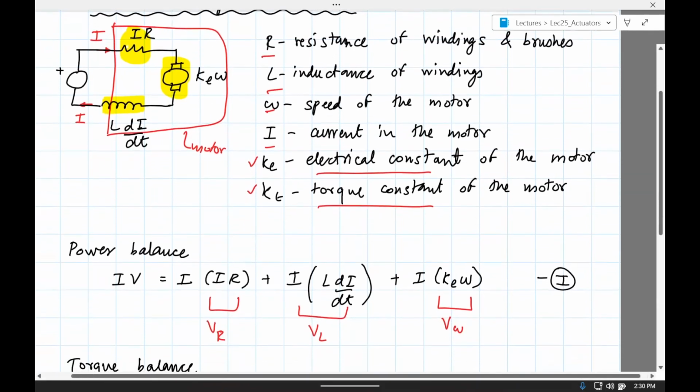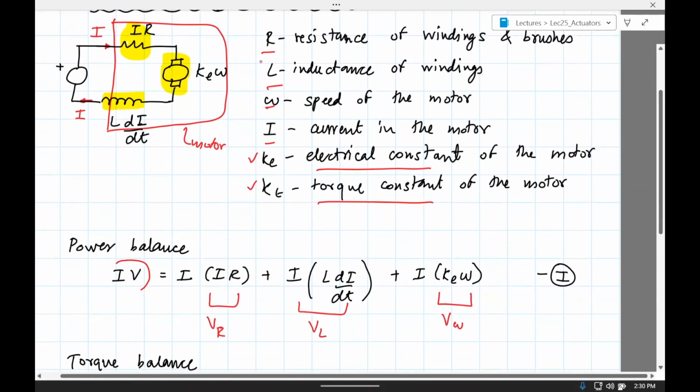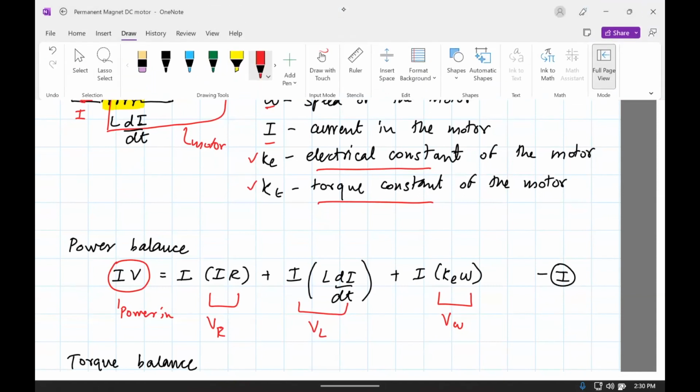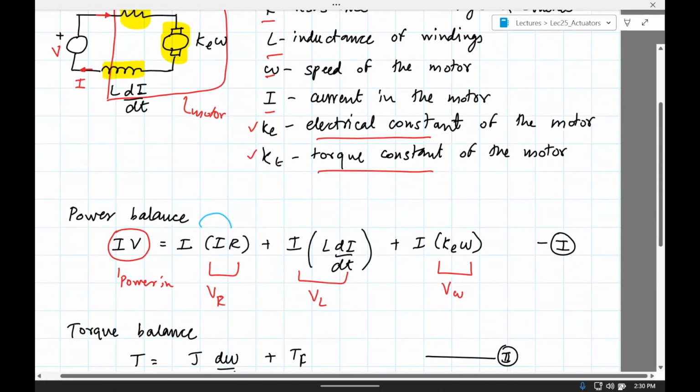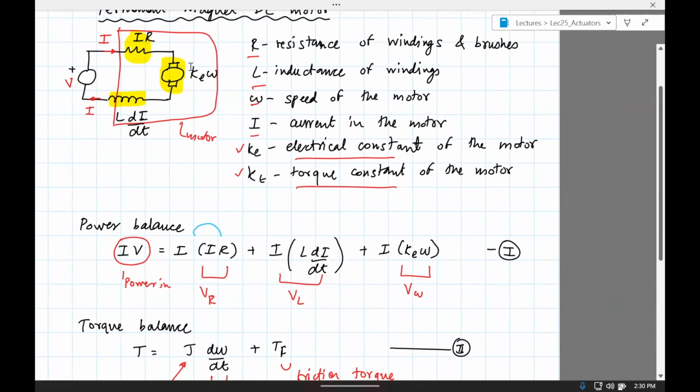The way we analyze this is we do a power balance. V is a voltage source. This is the power in. That goes to power a few things. It goes as dissipation in the resistor. It goes to power the inductance, so this is the voltage of an inductance times I, and then it goes to make the motor move. So that part is over here.